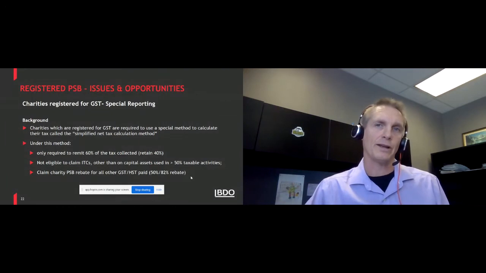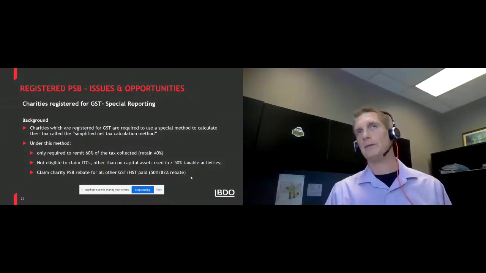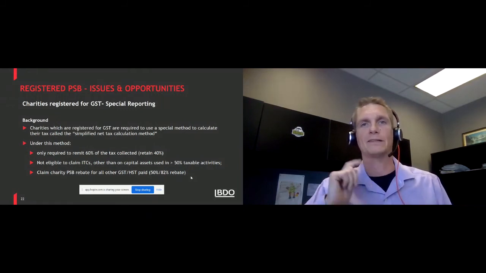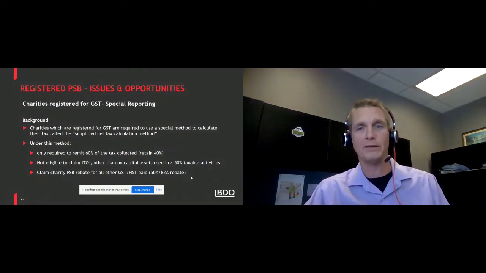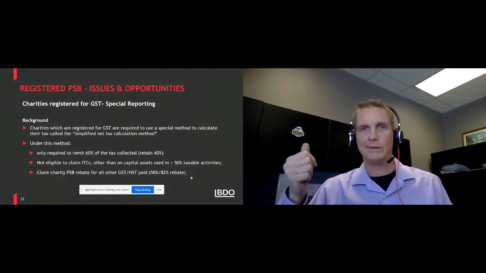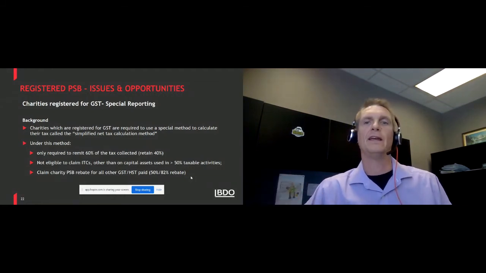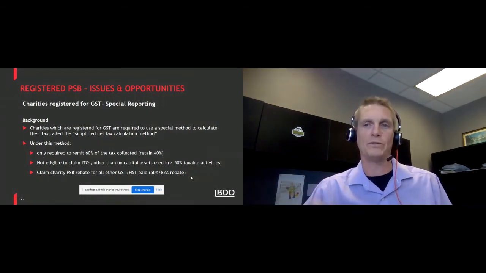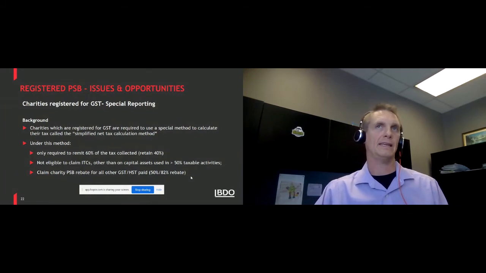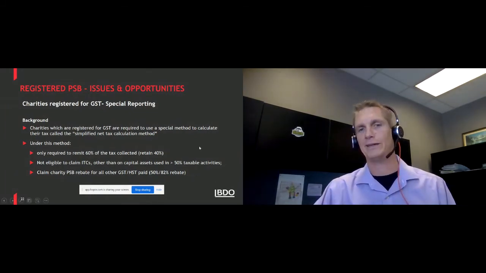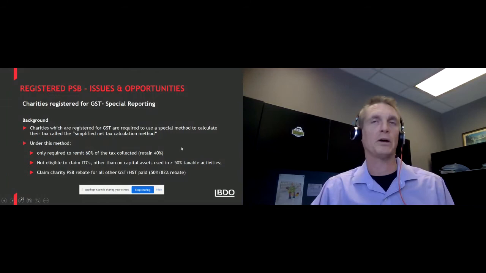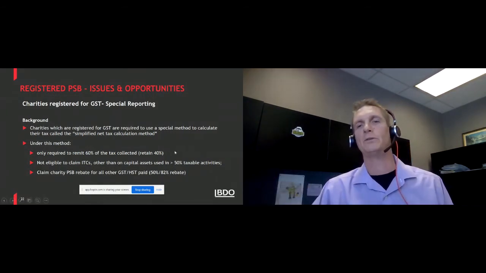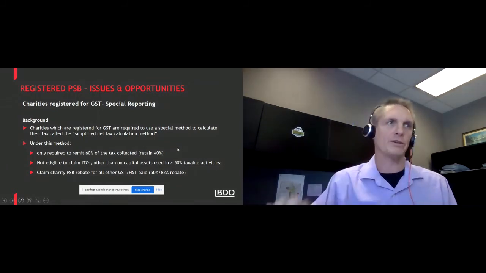Now, for input tax credits, they're generally not able to claim any input tax credits, even if they're for something used in their taxable activities, except for purchases of capital property, so equipment or real estate, that kind of thing. That's used primarily in the taxable or commercial activities, so more than 50%. Anything else for tax paid, they just claim their regular charity public service body rebate. So it's 50% of the GST. In Ontario, you get 82% of the provincial component, but that will vary depending on where you are in Canada.